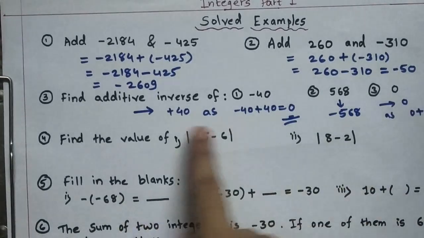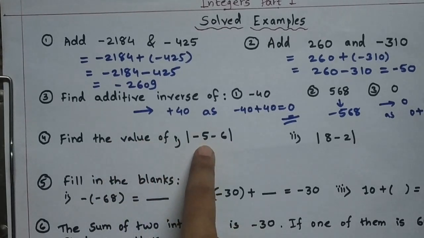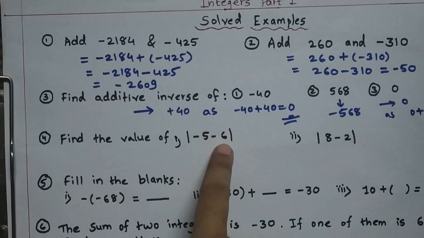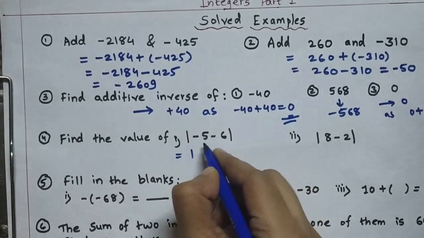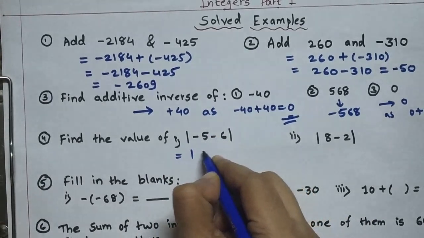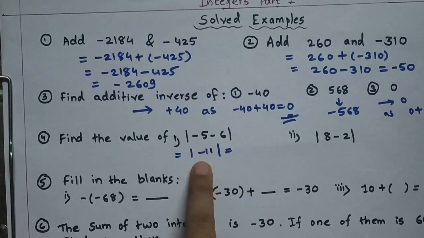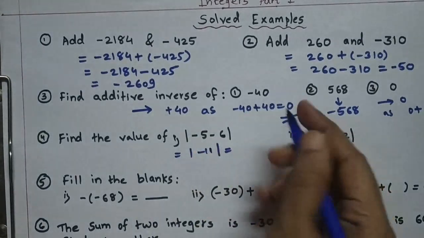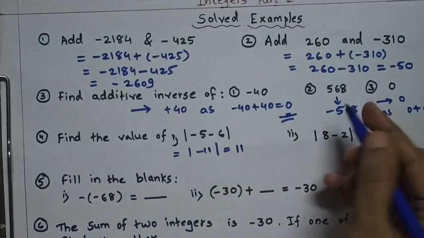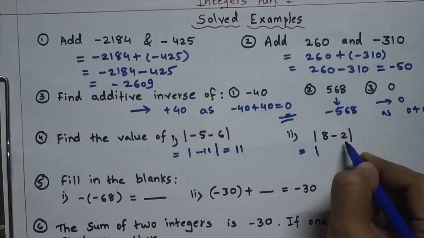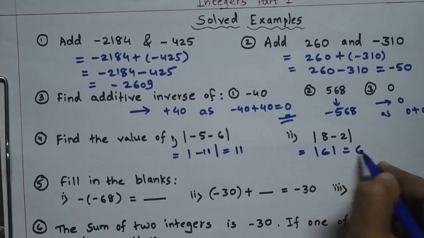Okay children, now moving to the next point. Here you have to find the absolute value of minus 5 minus 6. Again, just recall our rules. Here both are negative integers, so we add them and you get minus 11. When you take its absolute value, you get positive 11. And here, the absolute value of 8 minus 2: 8 minus 2 is 6, and the absolute value of 6 is again positive 6.